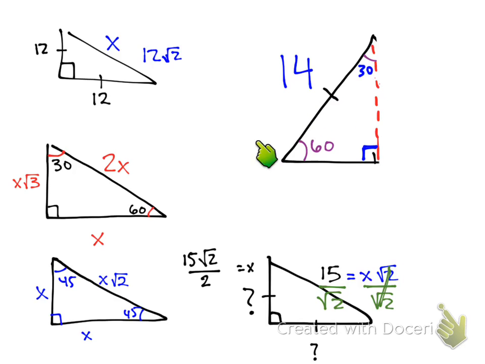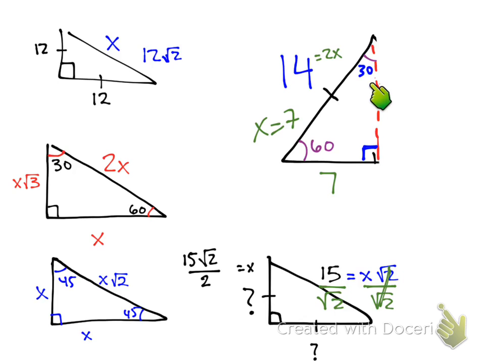And now we have to use our rule down here. It is this one, the 30, 60, 90 triangle. So the hypotenuse is 2x. So we're going to set 14 equal to 2x and then solve for x. Divide both sides by 2, so therefore x equals 7.